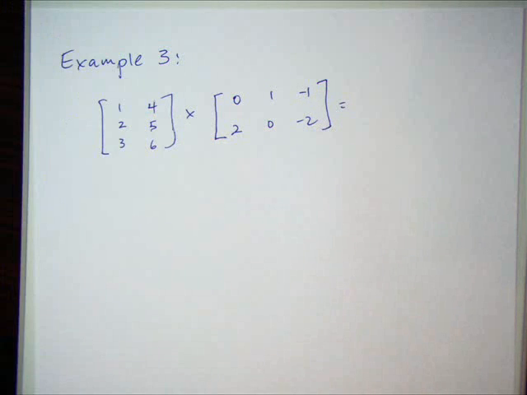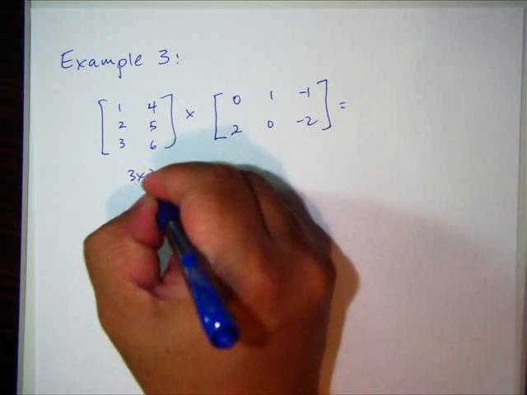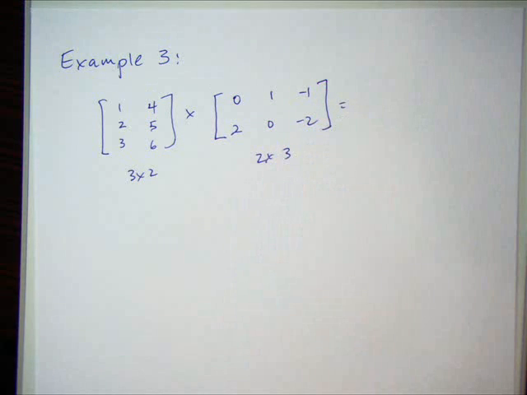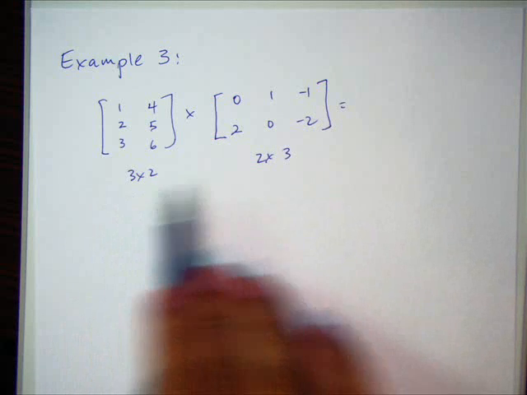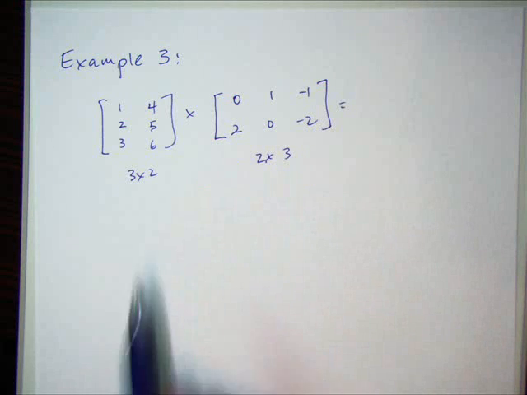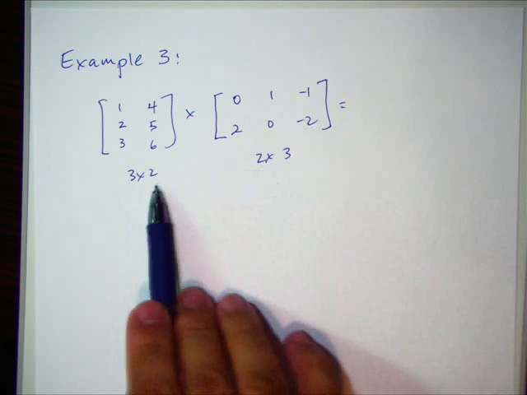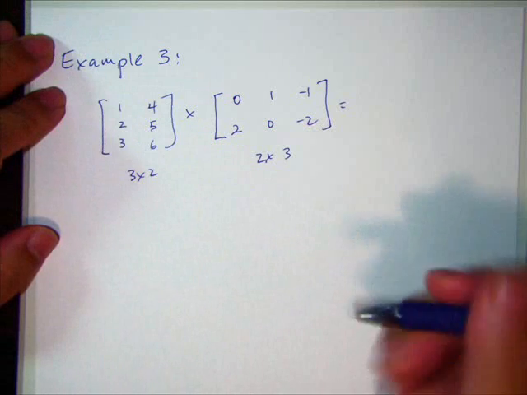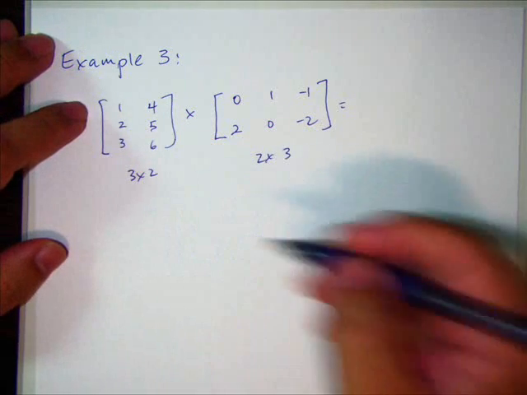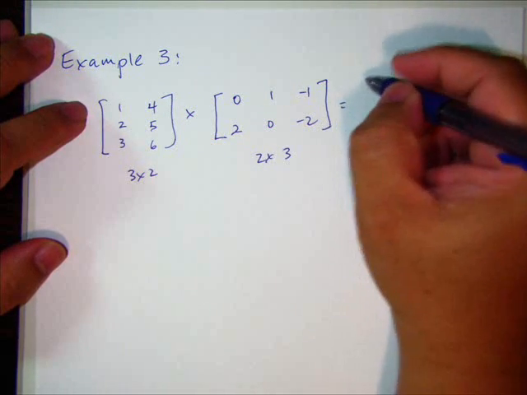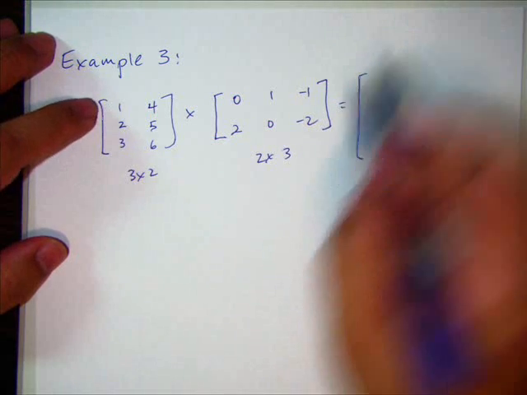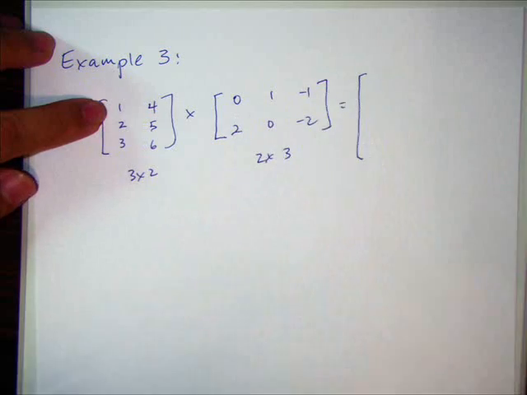Okay. Here we have a 3 by 2 matrix, and we have a 2 by 3 matrix. So that means my end result is going to be a 3 by 3 matrix. Right? The inside dimensions are okay. Alright, I guess I'll write it out. See if you can follow along. I'm going to try to do it all in my head.